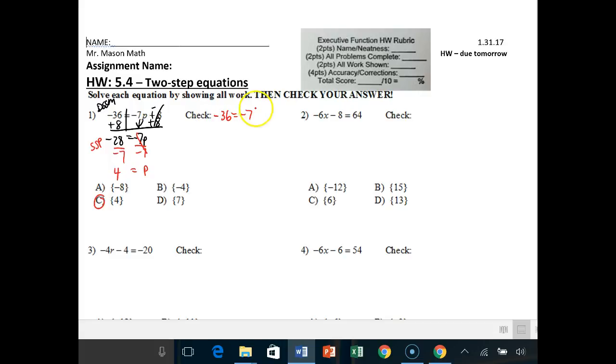So negative 7, but not P, plug in 4. Plus negative 8. Then do some math. Negative 36 is equal to negative 7 times 4, which is negative 28, plus negative 8. And then you're just asking yourself, is negative 28 plus negative 8 negative 36? It is indeed. Check it off. You're good to go. If for some reason when you add that up, either in your head or in a calculator, you don't get negative 36, you know you've picked the wrong answer.